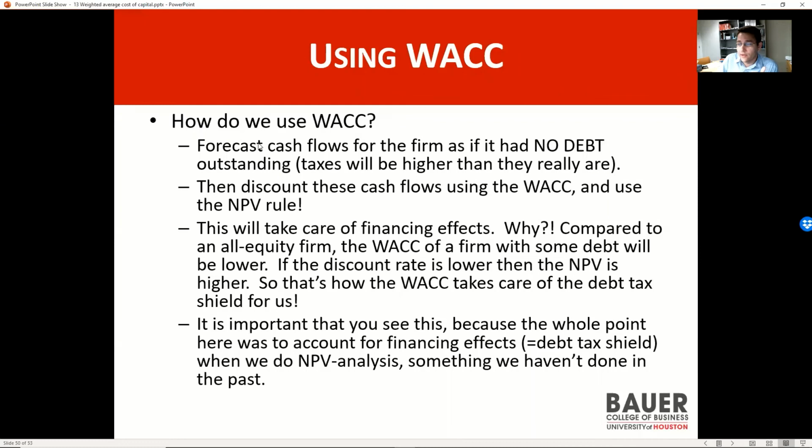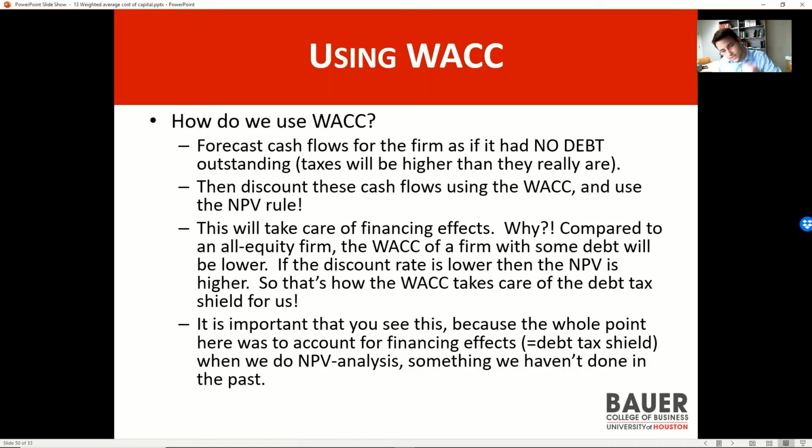When we have the WACC, you forecast the free cash flows. Now remember, the free cash flows ignore financing. The free cash flows are just from the operations. The financing effects are showing up purely from the WACC. So you forecast those free cash flows, then you discount those free cash flows by the WACC, and then it's simply, is NPV greater than 0, take the project. If not, don't take the project. That's it. The financing effects are in the discount rate.